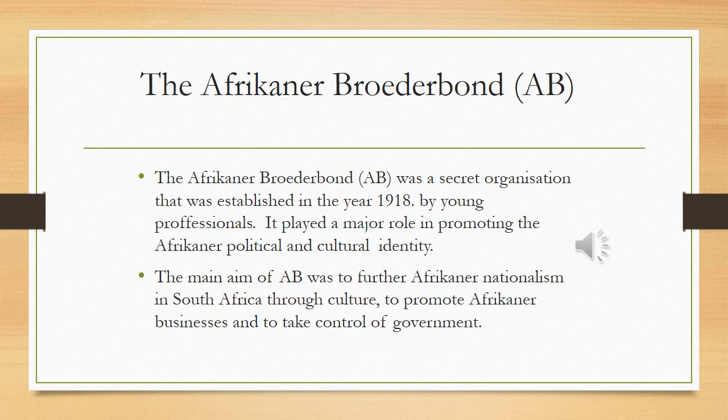The first organization that we will tackle is the Afrikaner Bond, also known as simply AB. It was a secret organization that was established in the year 1918 by young professionals, which we can name as teachers, lawyers, ministers. They were all part of this specific organization. It played a major role in promoting the Afrikaner political and cultural identity. The main aim of the AB was to further Afrikaner nationalism in South Africa through culture and also to promote Afrikaner businesses. But most importantly, it was to take control of the government.